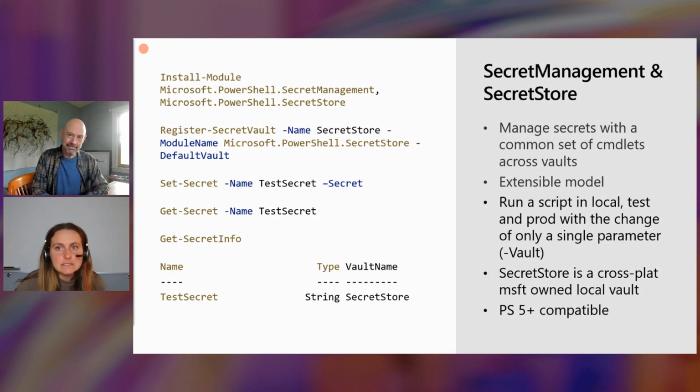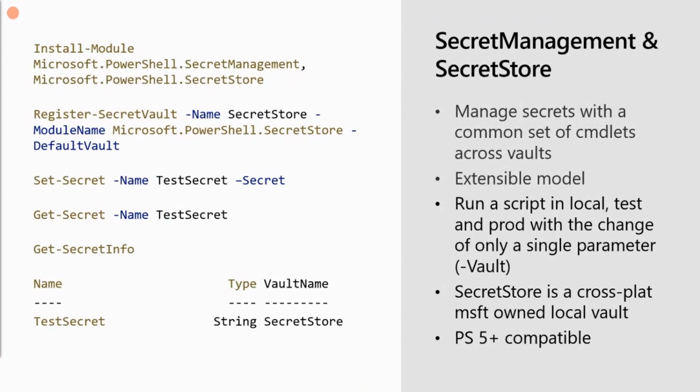SecretManagement is a module that allows you to manage secrets with a common set of cmdlets across vaults. And this is an extensible model. So you can use your favorite vault, whether that's Azure Key Vault, LastPass, KeePass, whatever it is you like to use. Maybe you use all of them. How it works is you can register these vaults with SecretManagement and then use a single set of cmdlets, like Set-Secret, in your scripts. And so this allows you to abstract your secrets, your secret configuration, from your scripts. And so it enables a whole bunch of scenarios.